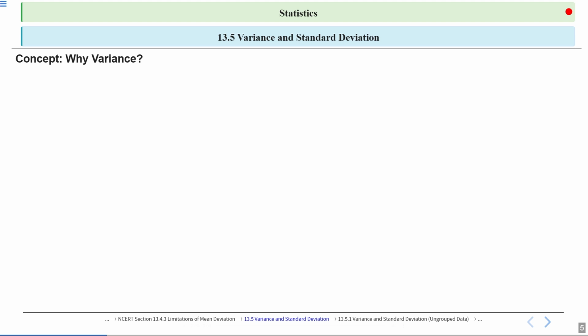Let's start by thinking about why we need the concept of variance in statistics. Variance helps us measure how spread out the values in a data set are. It's important because just knowing the average or mean doesn't tell us how much the values differ from each other. So today we will explore why variance is used and how it's calculated.